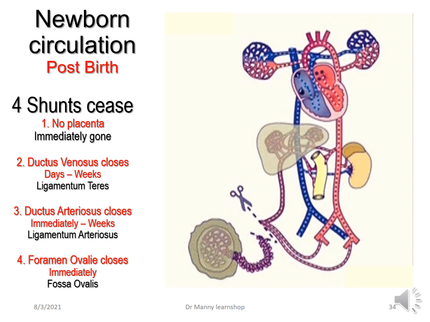The ductus venosus closes within days to weeks, and it becomes the ligamentum teres. The ductus arteriosus closes immediately, well, sort of, but it takes several weeks. And as a consequence of that, it becomes the ligamentum arteriosum. The foramen ovale closes immediately and eventually becomes the fossa ovalis. These are the changes that occur in the newborn circulation.